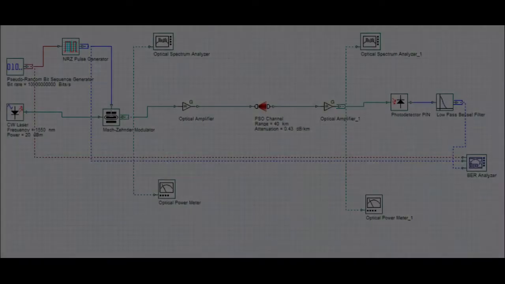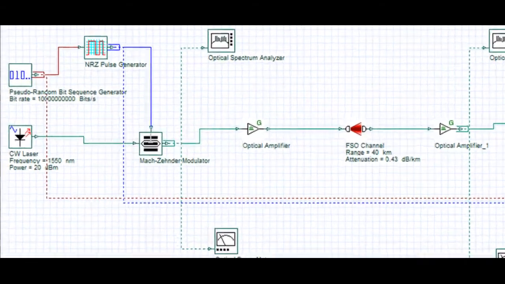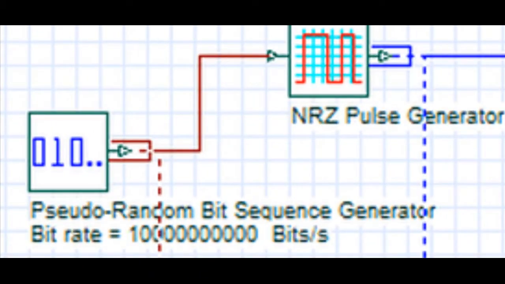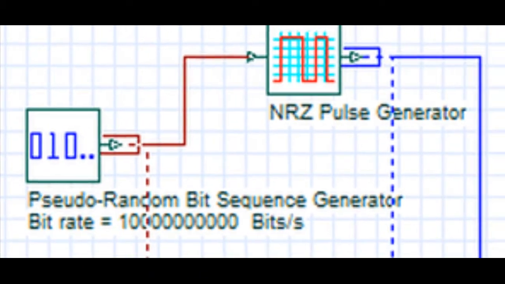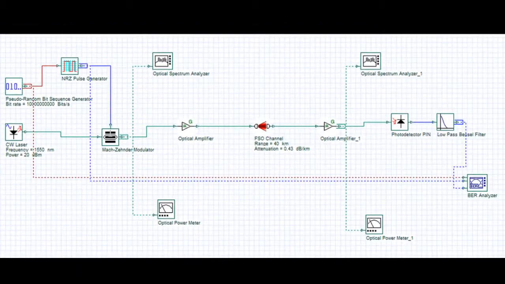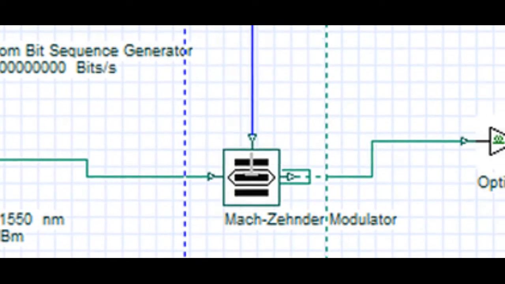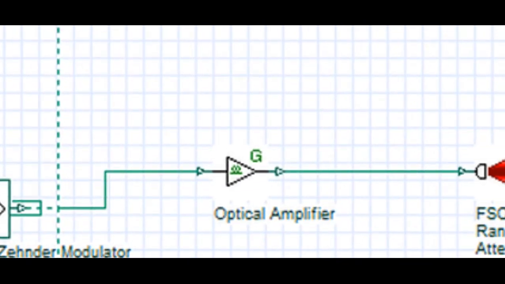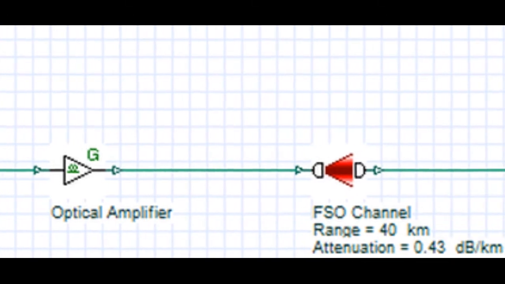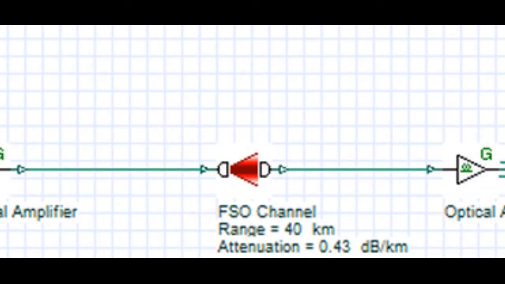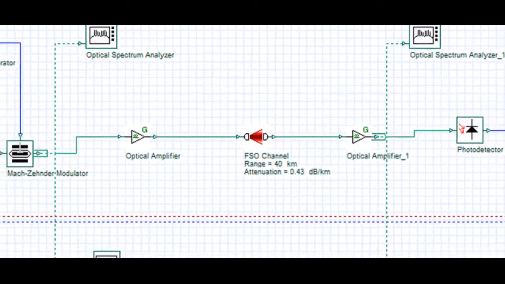In the simulation shown, data generated by the PRBS generator at a data rate of 10 Gbps is encoded and light modulated using MZM, where the laser source acts as the carrier source with wavelength 1550 nanometers and power 20 dBm. This modulated light is amplified using optical amplifiers before transmission to a range of 40 km. The gain of the amplifier is set as 20 decibels.